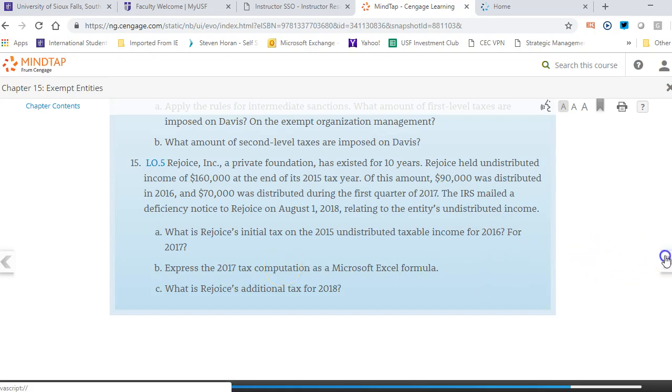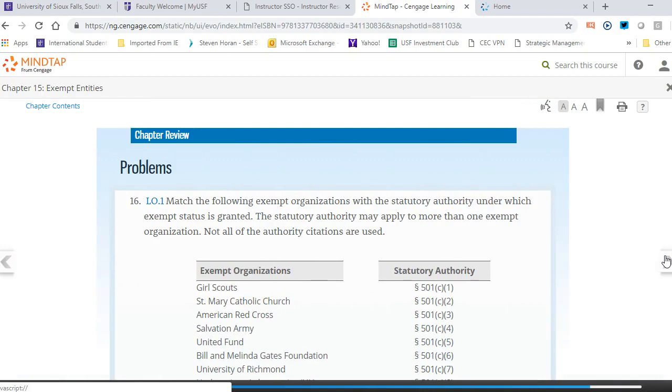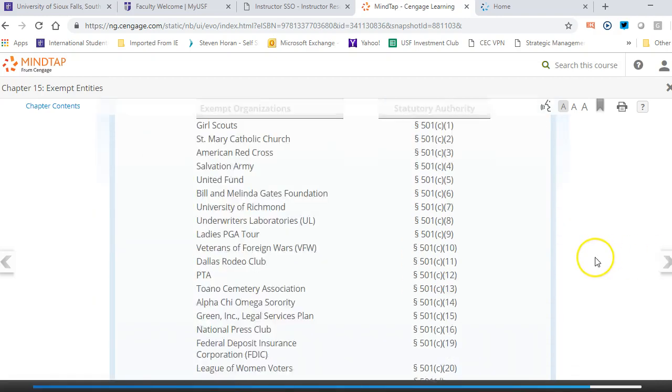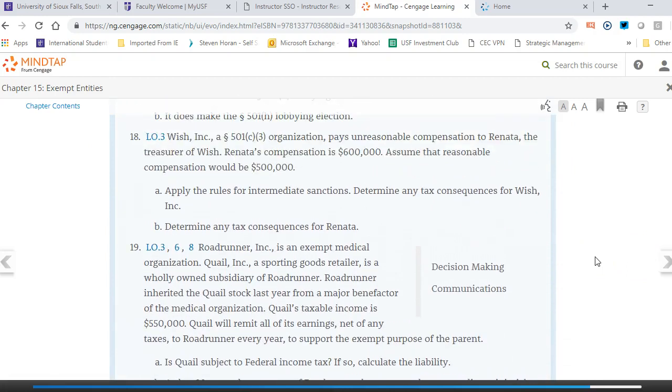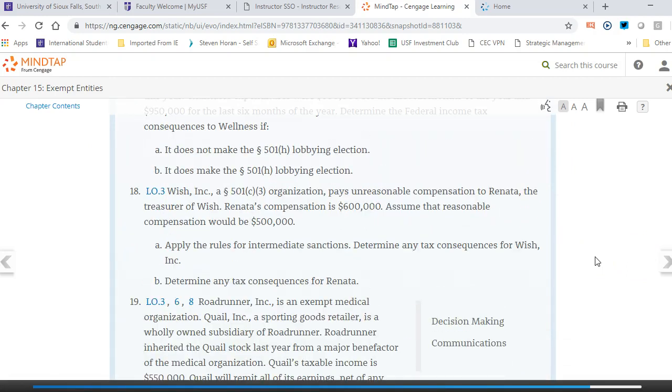There weren't very many computational exercises for this chapter, but we will go through a couple of the problems. So I'm going to go to problem 18. Let's go find it here. There we go. Problem 18 is right there. Wish Inc. is a 501c3. It pays unreasonable compensation to Renata, the treasurer of Wish. Renata's compensation is $600,000, assuming that reasonable compensation would be $500,000. Apply the rules for intermediate sanctions, determine any tax consequences for Wish Inc., and determine any tax consequences for Renata.